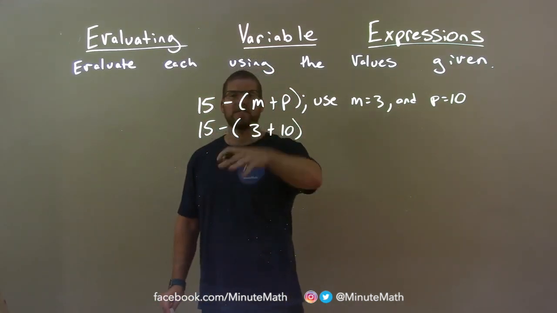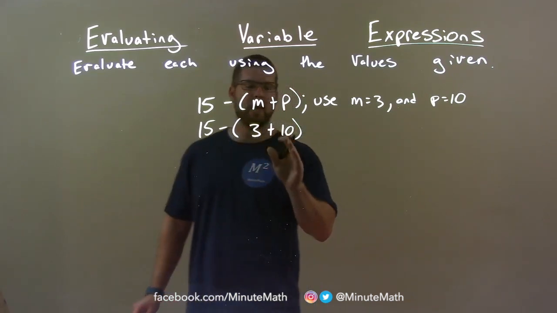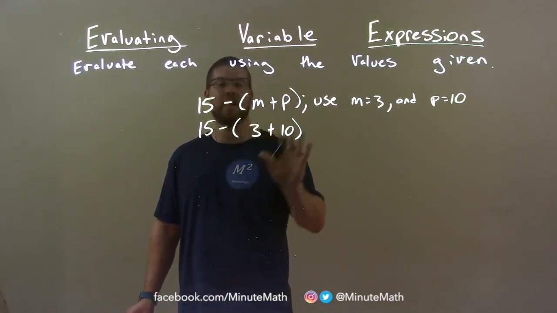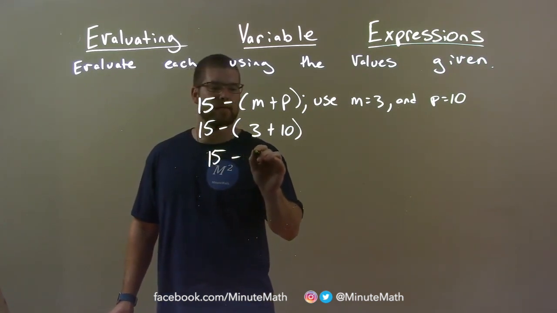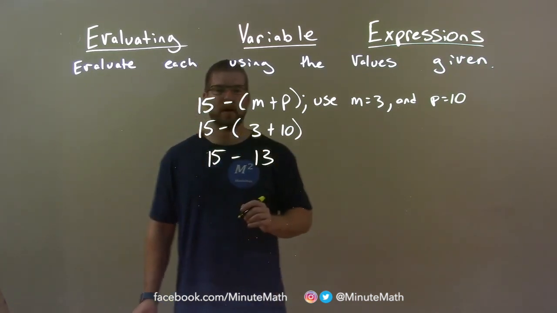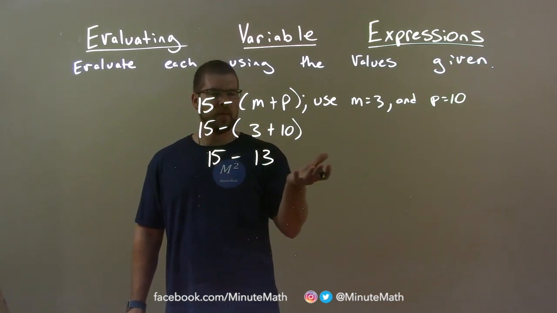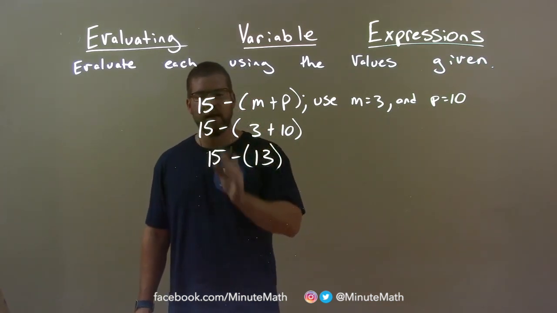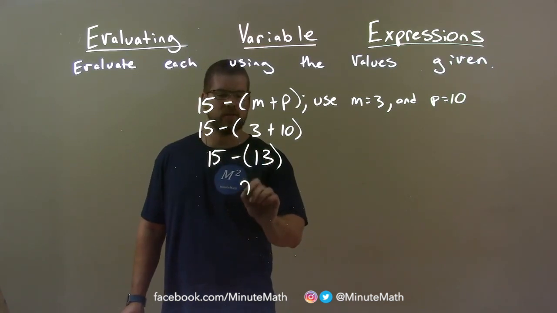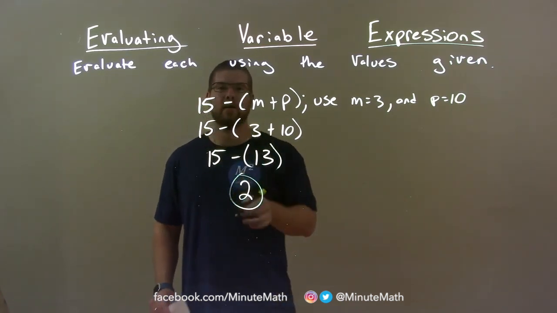Now, we just simplify. 3 and 10, we add them first because they're in our parentheses. 3 plus 10 is 13, so 15 minus 13 here. Okay, now I don't really need the parentheses anymore because it's just one number, but if you really want to put it in, you can. 15 minus 13 is a 2, and so our final answer now is just 2.